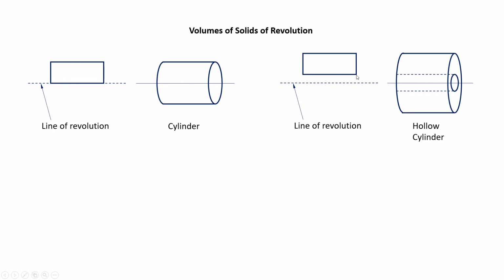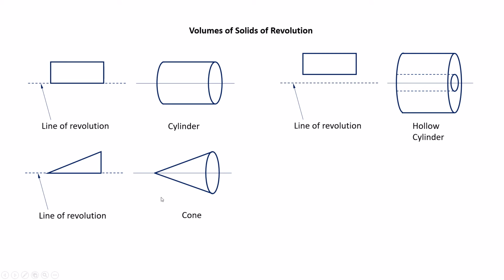Cool. Now, what if we were to spin a right triangle like this about this line of revolution? I'm sure you would agree, we would get a cone, right? The radius of the cone would be this dimension. The radius of the cone, this one, would be equal to this dimension. And the slant height of the cone would be the hypotenuse of the right triangle.